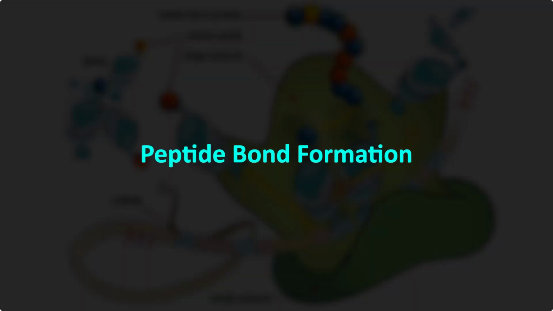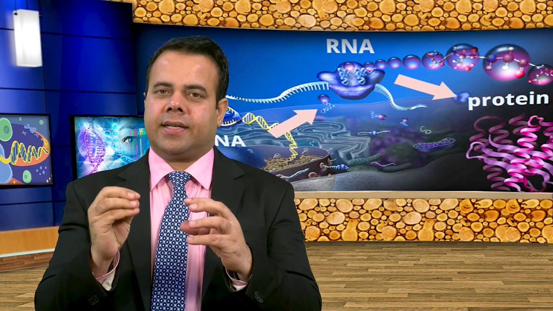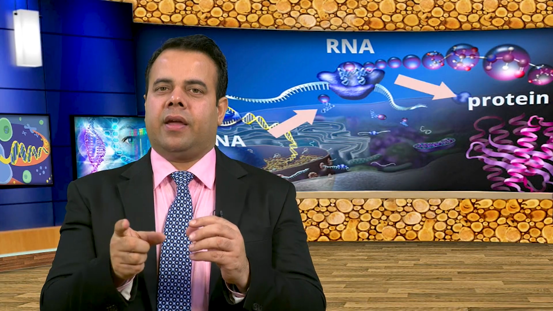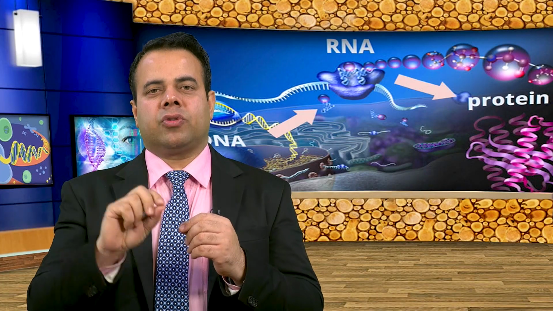The second step in the elongation is the formation of a peptide bond. So the second step of peptide bond formation is catalyzed by peptidyl transferase enzyme. In this reaction, the carboxyl end of the amino acid bound to tRNA in the P site is uncoupled from the tRNA and becomes joined by a peptide bond to the amino group of the amino acid linked to the tRNA in the A site.